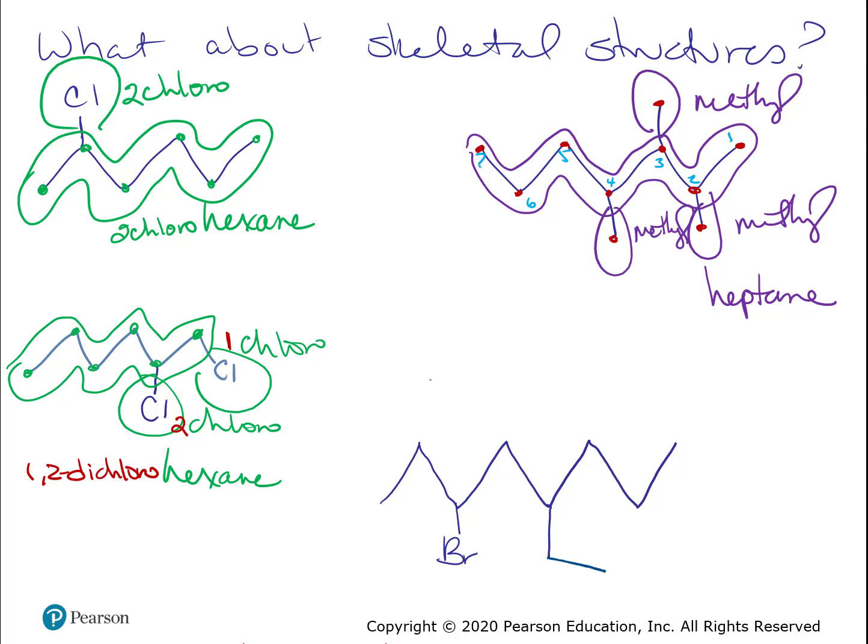Okay, so the first methyl I come to is on a 2. The second methyl is on a 3. The third methyl is on 4. Okay, but since they're all methyls, I can group them together and call it a trimethyl. So it is 2, 3, 4 dash trimethyl heptane. So those numbers tell you where each methyl's hanging off.